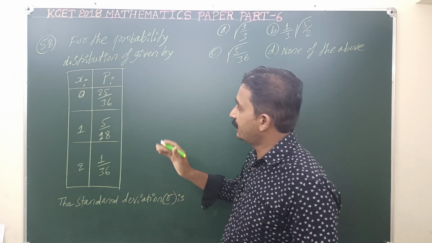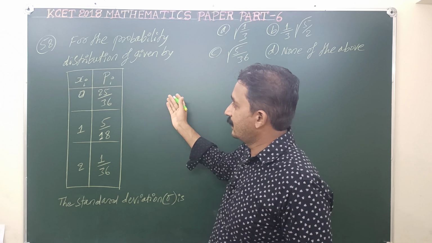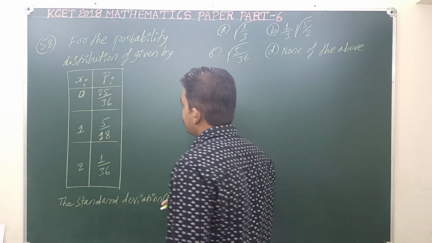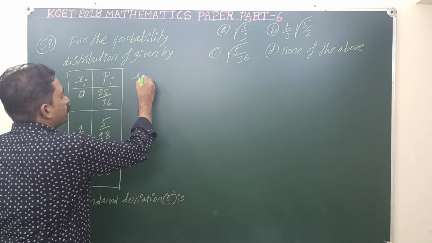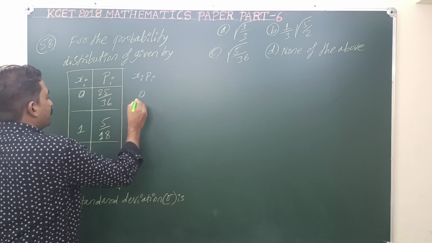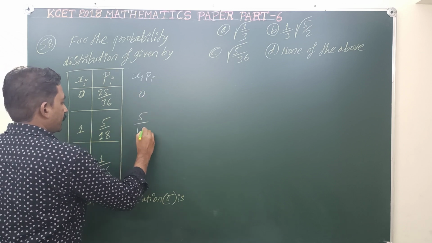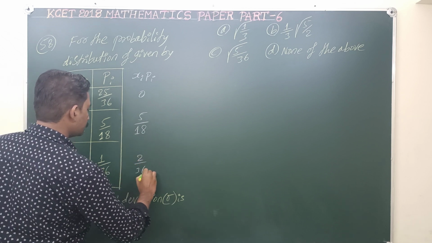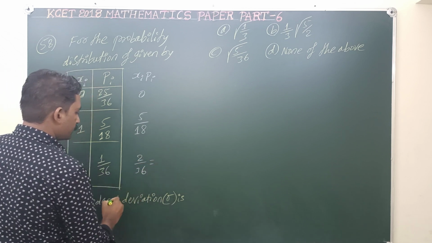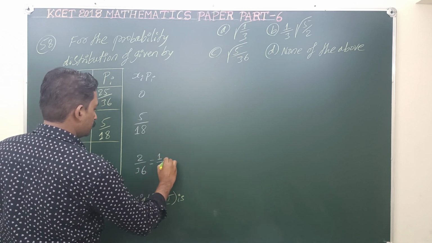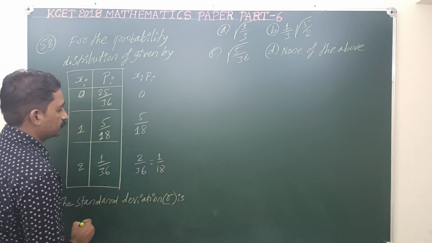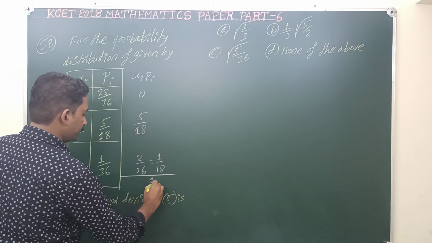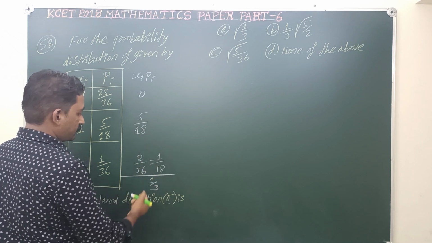First we have to find xi into pi and xi square into pi. It is essential. So in this case, we find xi into pi. 0 it becomes, then 5 by 18, then 2 by 36. 2 by 36 means 1 by 18. So total it is equal to 5 by 18 plus 1 by 18, 6 by 18, which is 1 by 3. 6 3s are 18.